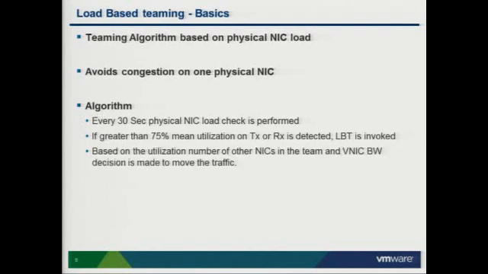Once that decision is made, suppose there is a higher utilization on one of the physical network cards, then based on the amount of traffic you have in your infrastructure, the decision will be made as to which traffic to move. I have an example in the next slide which will give you a better idea of how it works. And this also works with mismatched speed ports.